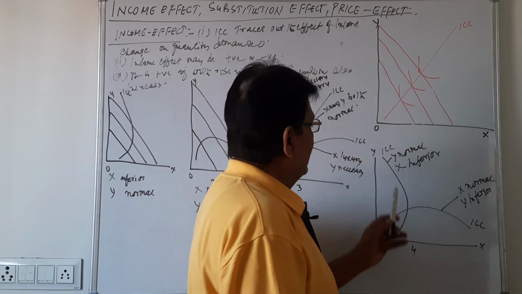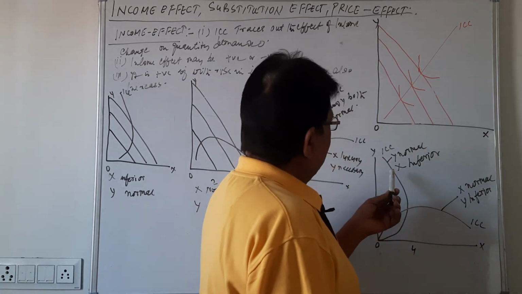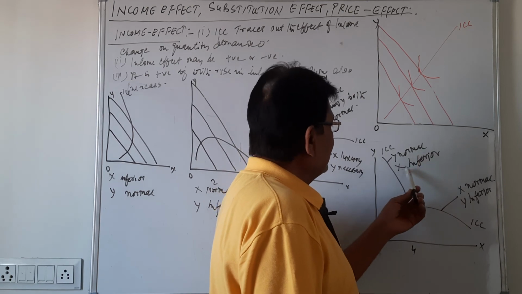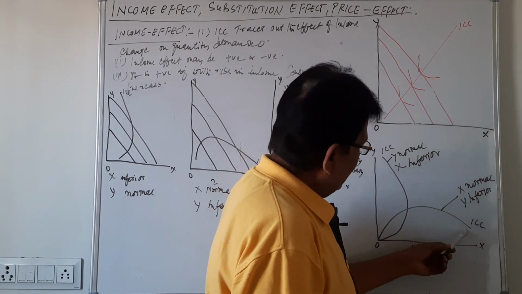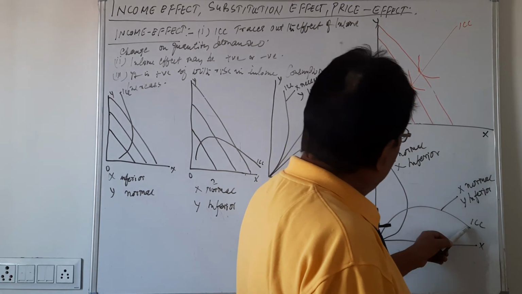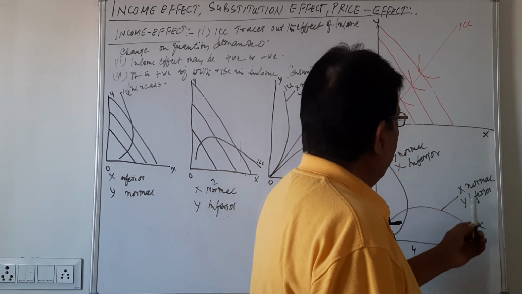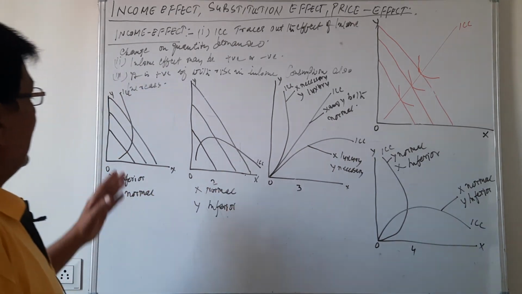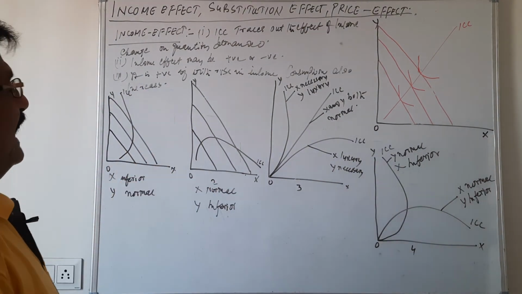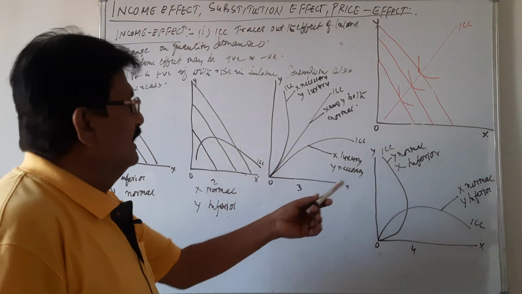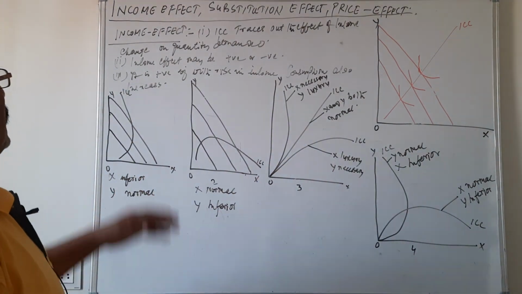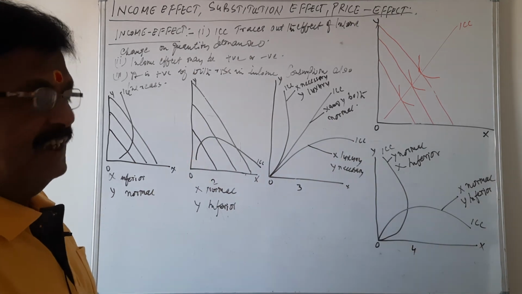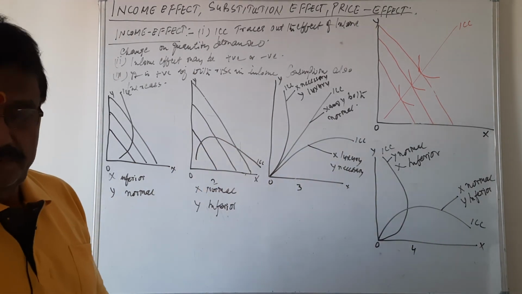And these two ICCs taken together: this ICC explains that Y is a normal commodity and X is an inferior commodity, and this is just the reverse of this case. For this ICC, X happens to be normal and Y is an inferior commodity. So depending upon the nature of the commodity, the ICC takes various shapes, and these shapes are found in indifference curve analysis. Now, with the ICC or the income effect, there is another concept, the Engel curve, that I am going to explain.